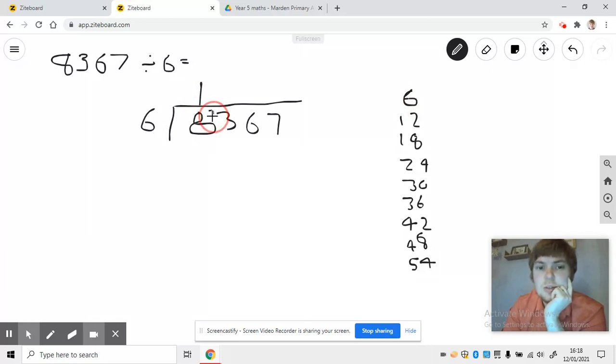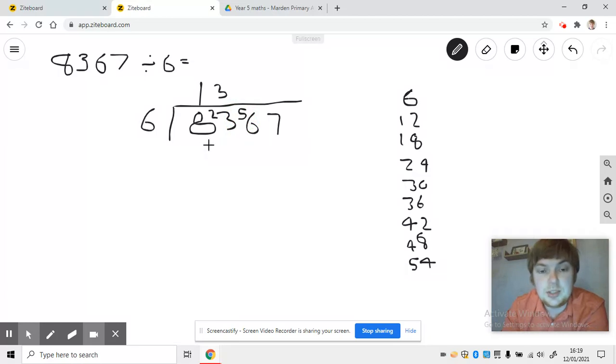So we have that remainder 2 there that we exchange. Now, how many 6s go into 23? Well, let's have a look. 23 is bigger than 18, but it's not as big as 24. So it's 1, 2, 3. And then we need to look at the difference between 18 and 23, which is a remainder of 5.